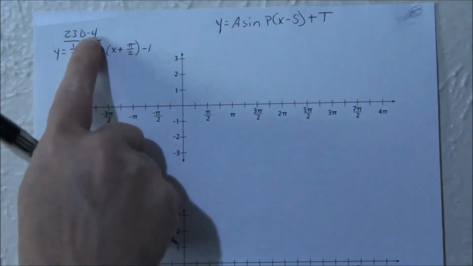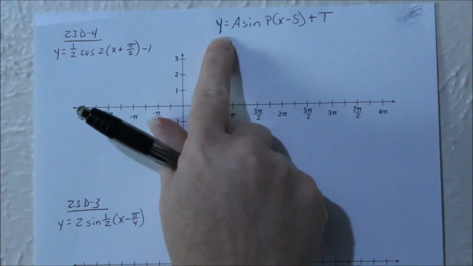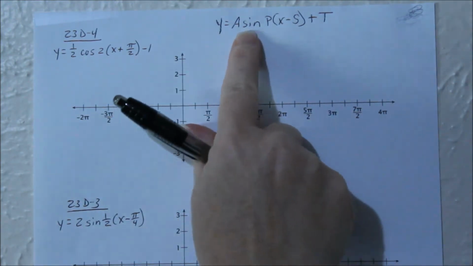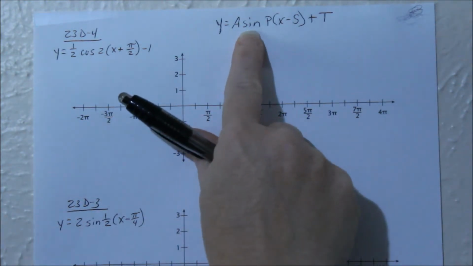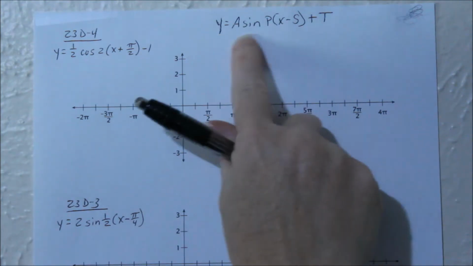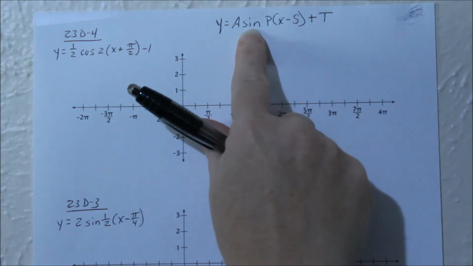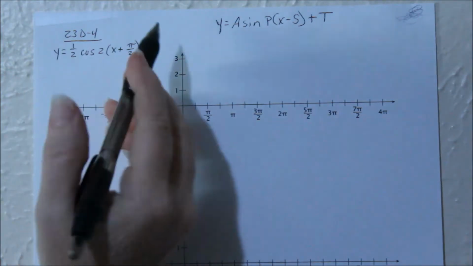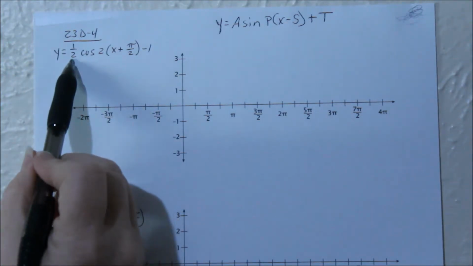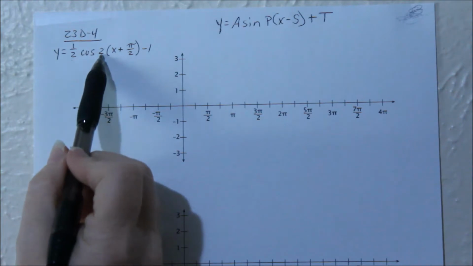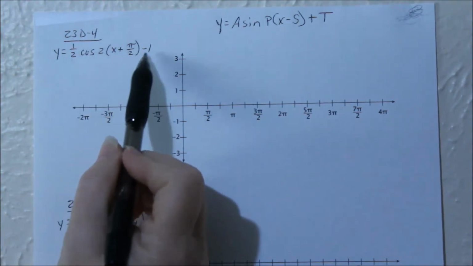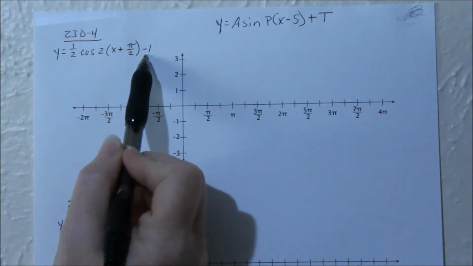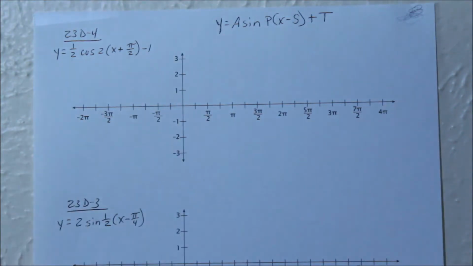Okay, so now we're looking at 23D4. Here's your general equation, and just know that this word can either be sine or cosine. This also applies if it has cosine in it as well, okay? So we're looking at this equation, and if you look, we have a change of everything. This is amplitude, that's a period change, a phase shift, and a translation. So we're going to be doing all 4 things. So really keep up with your colors and your graph.